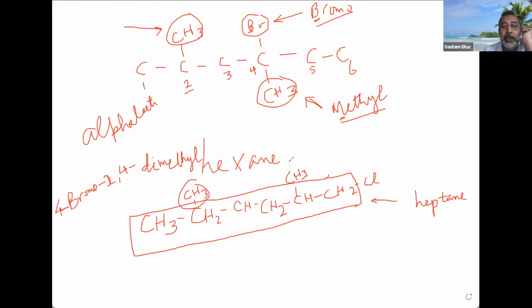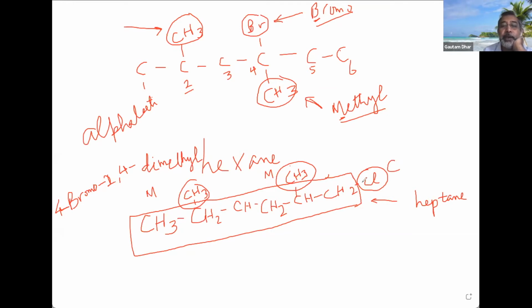Methyl, methyl, and chloro. So you have this methyl here, and you have methyl here, and you have chloro here. I just wrote it in short form. So how do you number it? Now you need to number it.